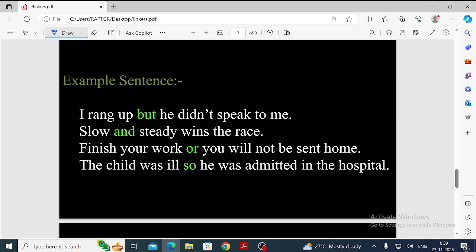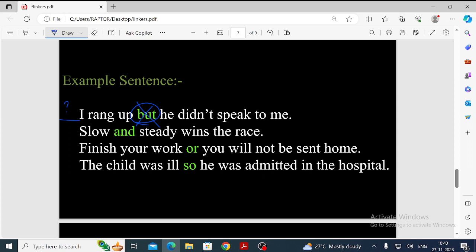Just write this: I rang up, but he did not speak to me. What conjunction is this, my dear? Coordinate conjunction. Same sentence, but the blank is not there. Here they have given a blank. What sort of conjunction do we want to add? Coordinate conjunction or subordinate conjunction? Subordinate conjunction. So are there any examples?